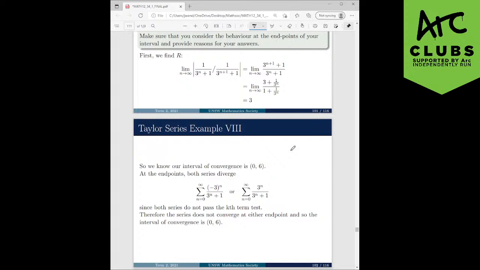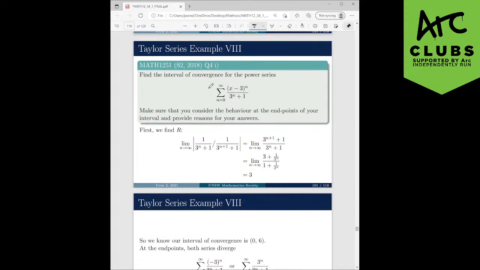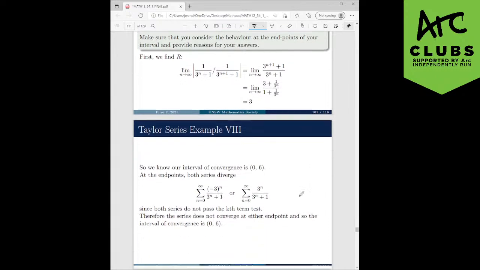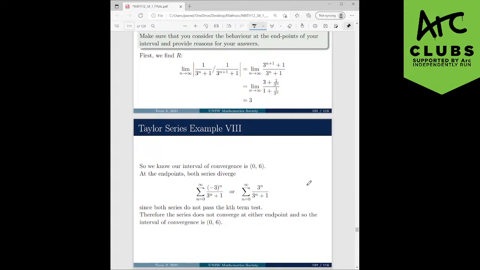So if you're 1, 2, 3, 1, this is pretty much where your journey ends, or it continues. But continuing with the rest of this question, to check out the endpoints, you will have to sub in the 0 and 6 into your actual original power series over here. So subbing in a 0 gives you this first infinite series, and subbing in the 6 gives you the second infinite series. Both of them don't pass the nth term test. Remember the nth term test for divergence? If your a_k doesn't go to 0 as k goes to infinity, then it diverges.